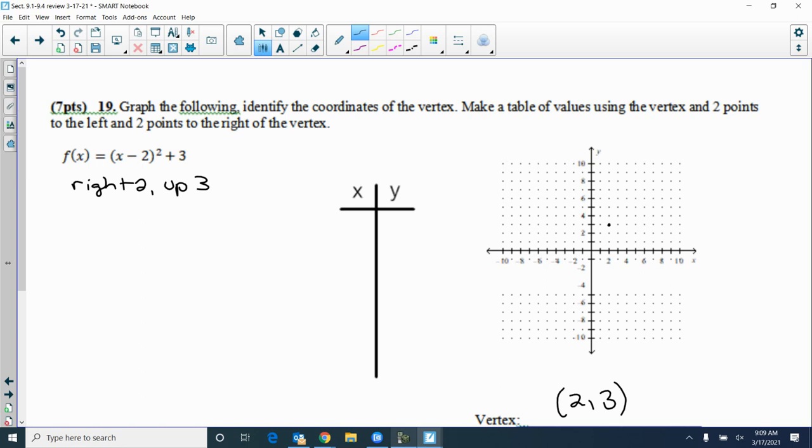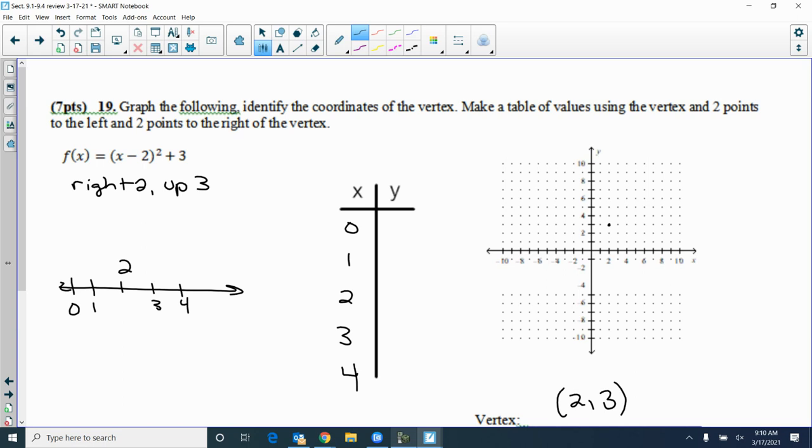So we should be good. Now, here's the key. What points do we put in? You cannot just put -2, -1, 0, 1, 2. That's out the window for parabolas. So basically, think on a number line. If this is 2, go 2 to the right and 2 to the left. 2 to the right would be 3 and 4. 2 to the left would be 1 and 0. So I'm going to start with 0, 1, 2, 3, and 4. Plug those in. See what you get.